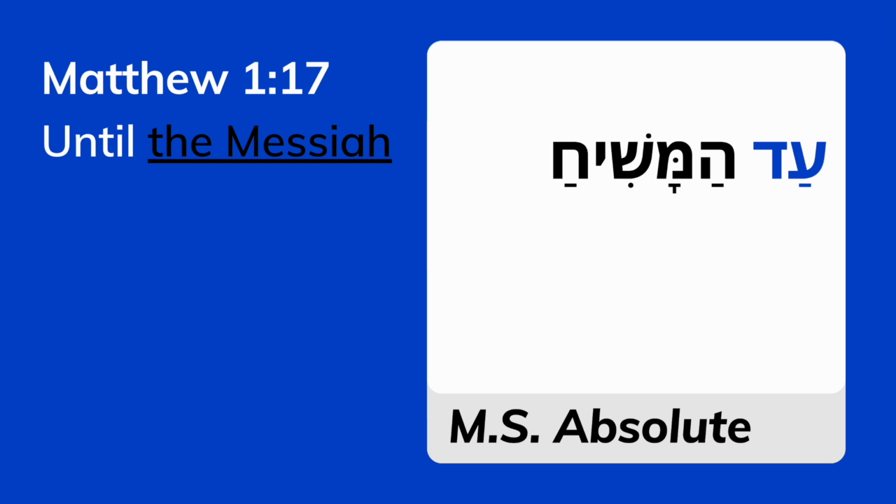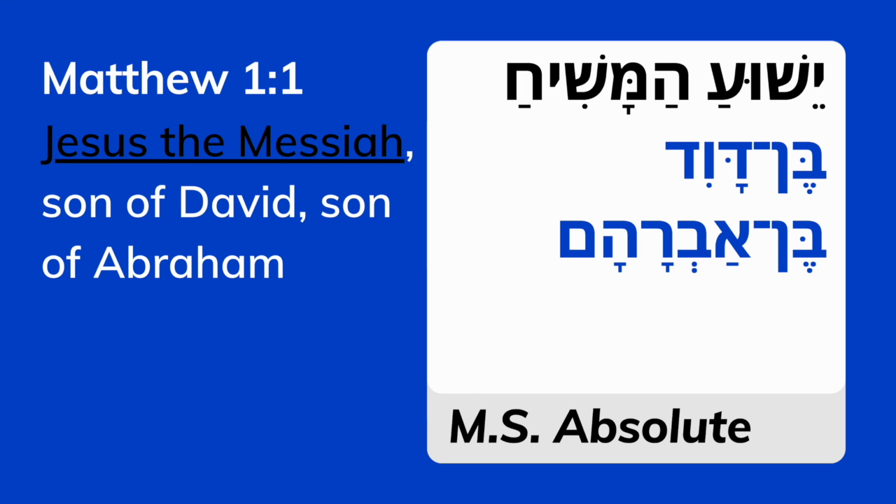Now, the term Messiah shows up in Daniel 9:25, Ad HaMashiach, until the Messiah. So Mashiach means Messiah. Ha is the definite article, the Messiah. Ad HaMashiach, until the Messiah. Matthew 1:1 has Yeshua HaMashiach ben David ben Avraham. Jesus the Messiah, the son of David, the son of Abraham.